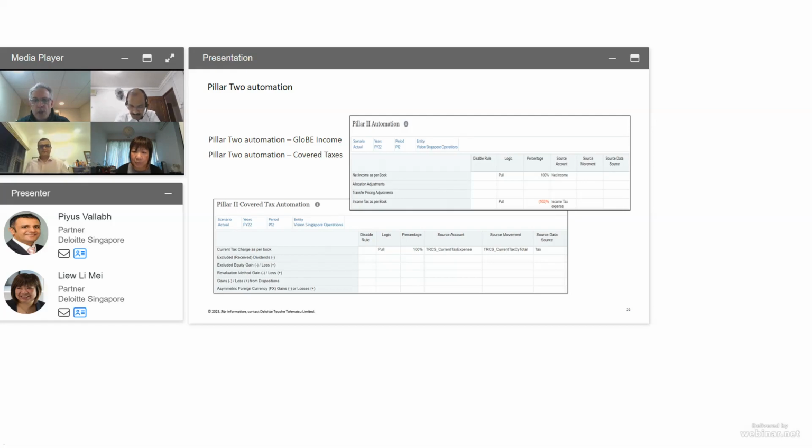As we've noted already, a number of the data points are already included in the application by virtue of the fact that you're performing the provision calculation in the application, and you're also storing your country by country reporting data in the application. So that data can be pulled directly into the Pillar 2 calculation. For instance, the net income per book can be pulled from the trial balance that's stored in the application, and the income tax expense per book can also be pulled.